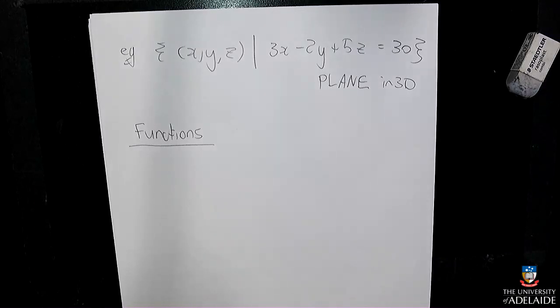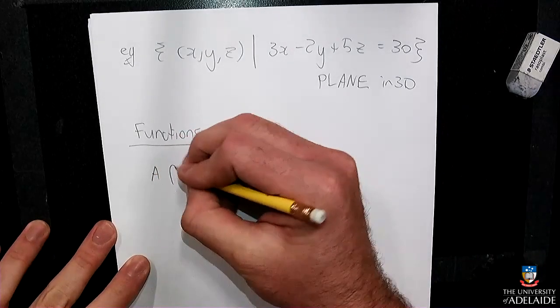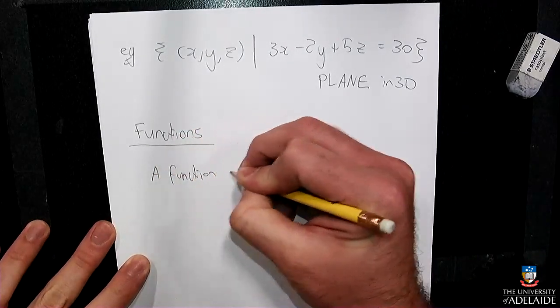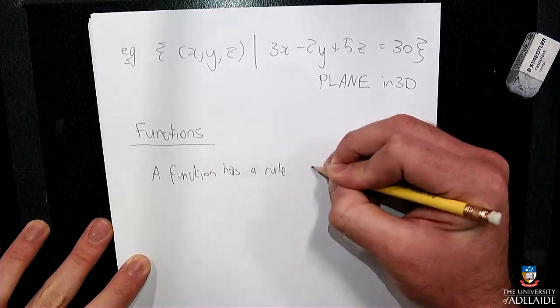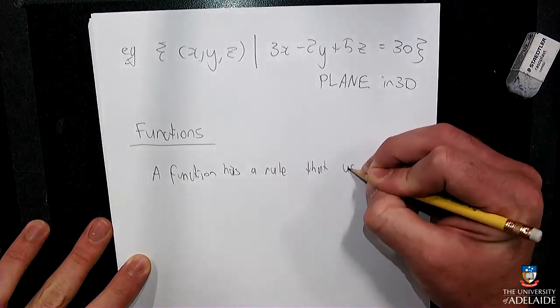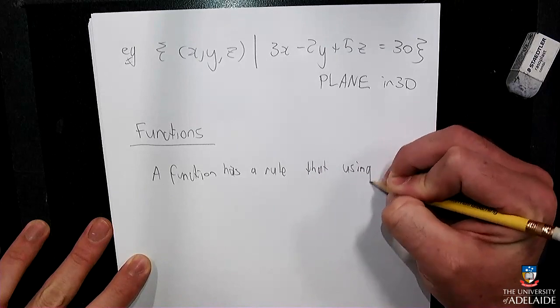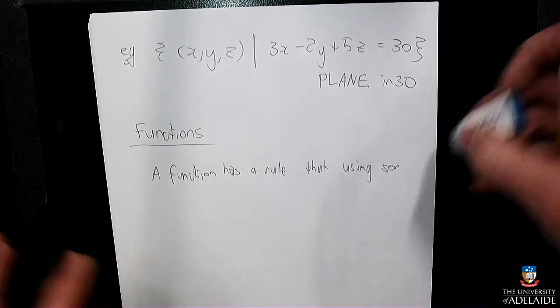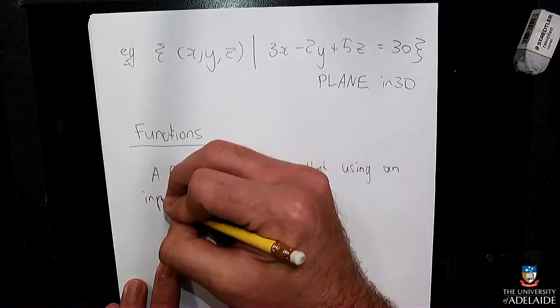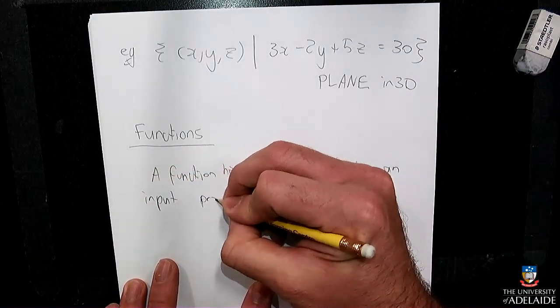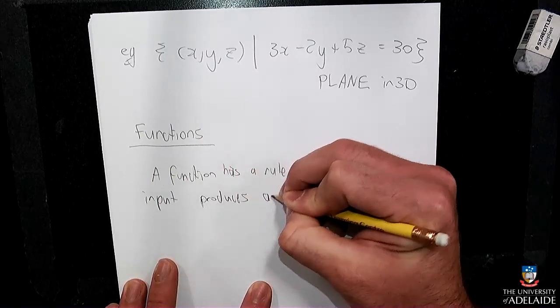There are lots of ways to describe what a function really is mathematically. So what I'm going to have here is not a definition, but just an idea of what a function might be. So a function, well, it has a rule that using some inputs produces an output.